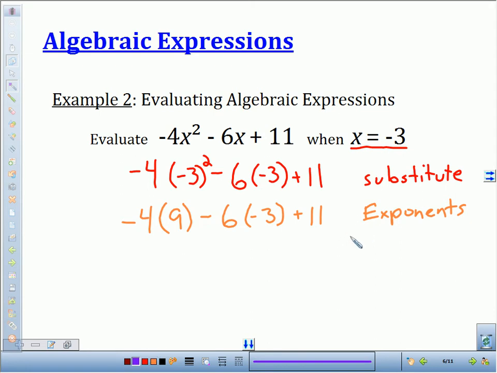Now I'm going to move on. The thing I want to deal with next, since I don't have any division, I'm just looking at my multiplication. So I'm going to multiply. And I do have some multiplying that can be done. I have negative 4 times 9. I have negative 6 times negative 3. This minus sign does move with the 6. Negative 6 times negative 3 is different than 6 times negative 3.